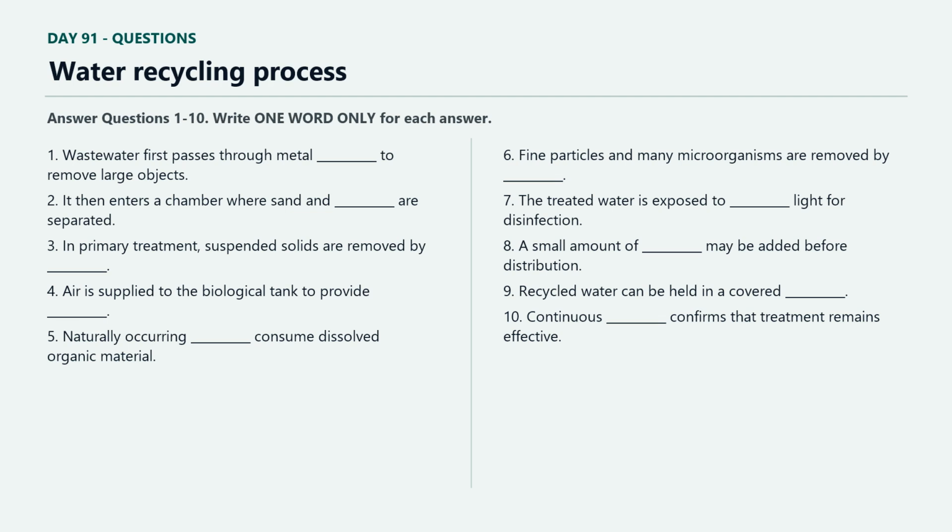To conclude, advanced water recycling depends on a sequence of complementary barriers. Preliminary removal protects equipment, settling removes solids, biological treatment consumes dissolved material, and fine barriers improve clarity. Disinfection, protected storage, and continuous verification then maintain the quality achieved by the treatment process.